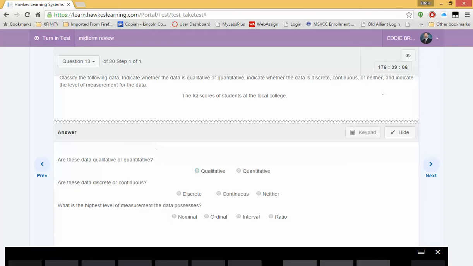Alright, let's classify the following data. Indicate whether the data is qualitative, quantitative, discrete, continuous, neither. Indicate the level of measurement for the data. The IQ scores of students at a local college. So let's think about what we think about when we say IQ scores. They're numbers, right? I'm sure that some of you have seen something related to IQ scores, whether you've taken a mock IQ test or the real thing.